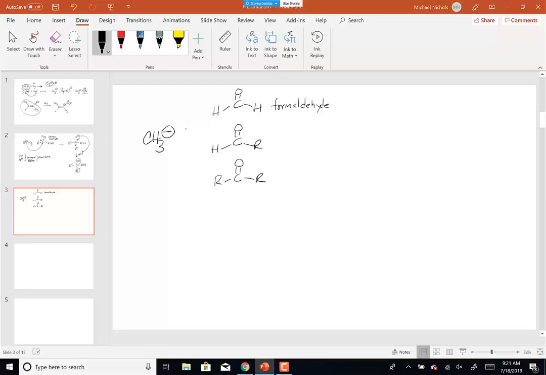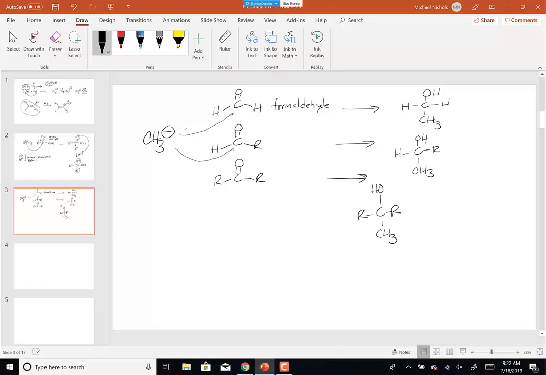So it's going to do this reaction with all three of these molecules. What am I going to get in terms of alcohols on the other side? As the final product, I'm going to add a CH3. And so we can write the three alcohols that I would get from the CH3 minus adding to each one of these, and then having the pair of electrons move up to the oxygen.